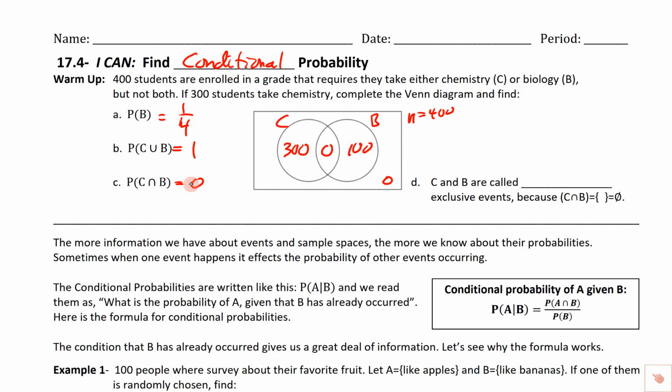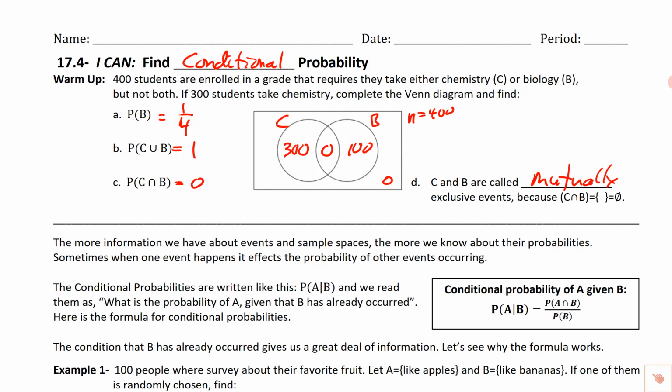Does anybody know what we call it when the intersection is empty? When this set over here can't have anything to do with this set over here? Those are called mutually exclusive events. That's when we have the empty set or the null set. We can call it that.